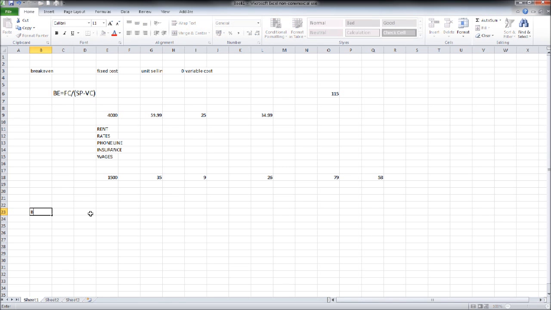So our break-even in amount of hours, rather than amount of products sold, will be our fixed cost, divided by our price per hour, what we're charging per hour.